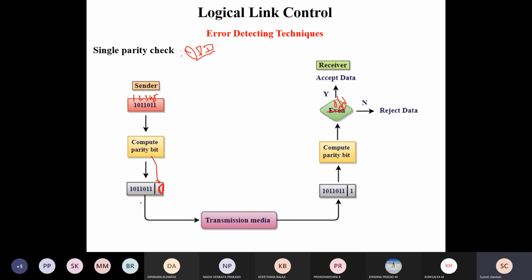This frame will be sent to the receiver through the transmission media, and here again the computation of the parity bit takes place. This will be the 0 now. Now it will check the parity: again 1, 2, 3, 4 and 5. 5 is odd, so if it is odd, then accept it. If it is not odd, then reject the data. So this is how the odd single parity check works.